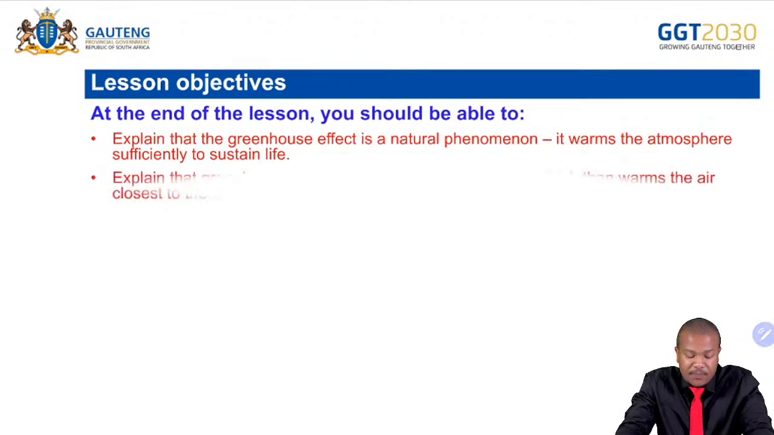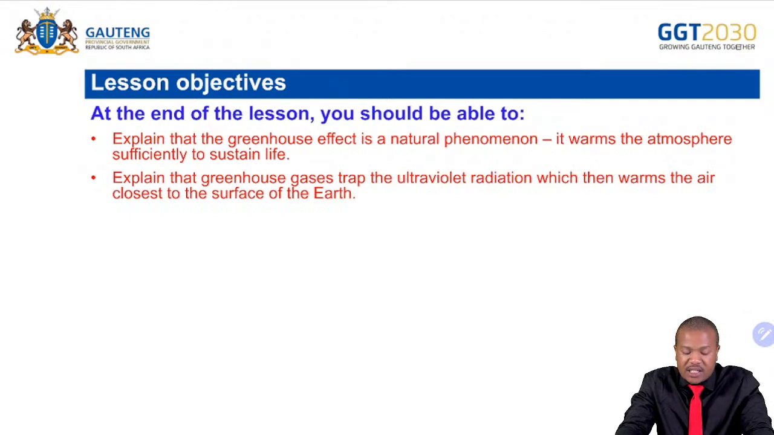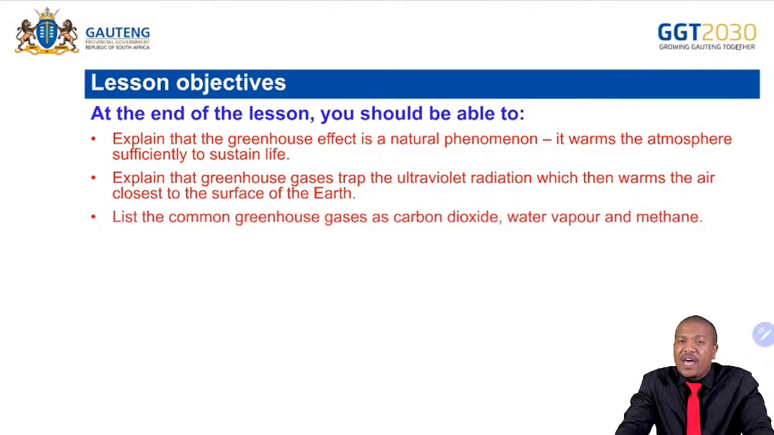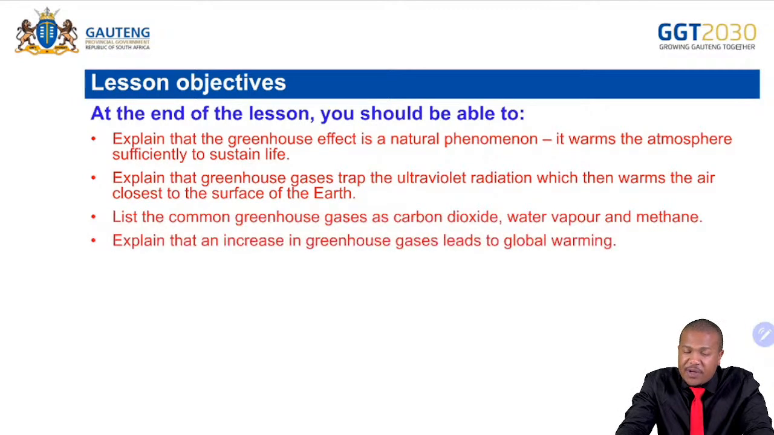We also need to be able to explain that greenhouse gases trap the ultraviolet radiation, which then warms the air closest to the surface of the earth. Also, we need to be able to list the common greenhouse gases as carbon dioxide, water vapor, and methane. And we need to explain that an increase in greenhouse gases leads to global warming.